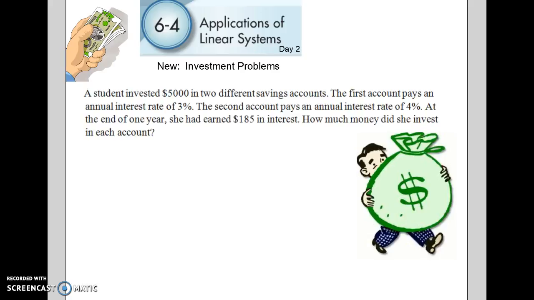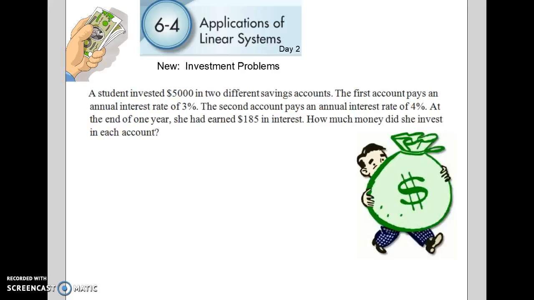Let's read it together. A student invested $5,000 in two different savings accounts. The first account pays an annual interest rate of 3%. The second account pays an annual interest rate of 4%. At the end of the year, she earned $185 in interest. How much money did she invest in each account?